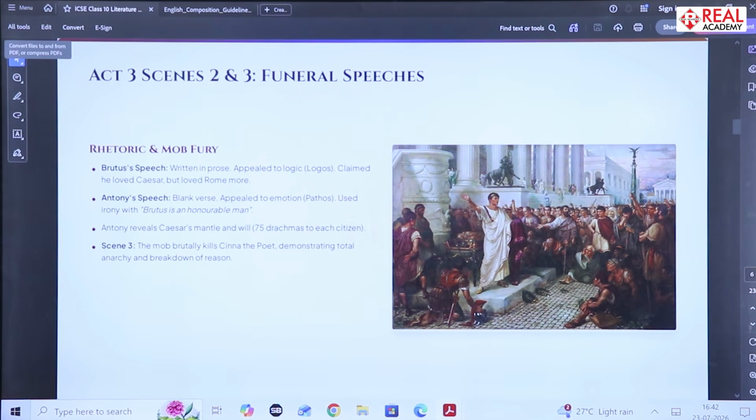Some citizens even say they will kill him simply because he has the same name as one of the conspirators, while others mock him for writing bad poetry. The mob brutally kills the innocent poet, showing how dangerous uncontrolled emotions and blind revenge can become.